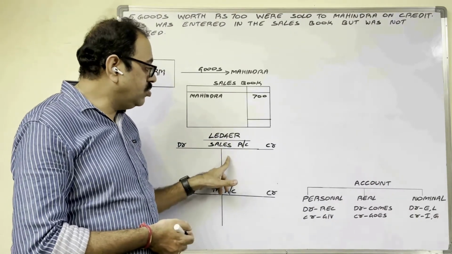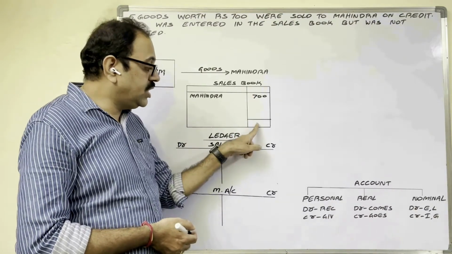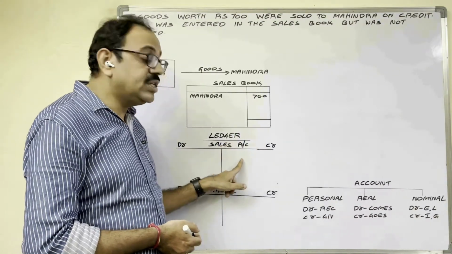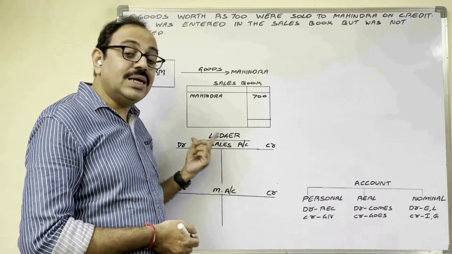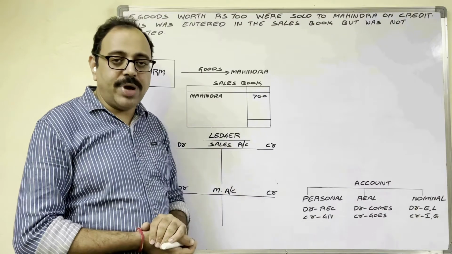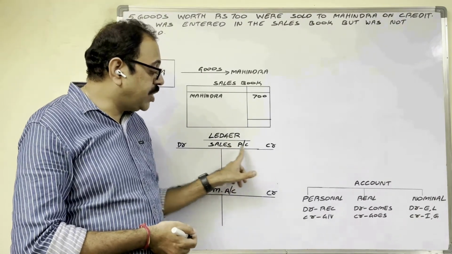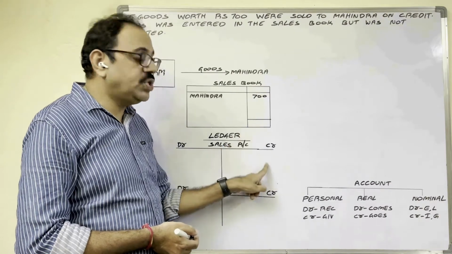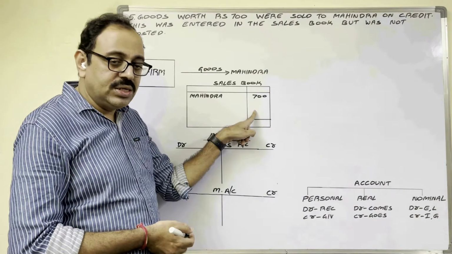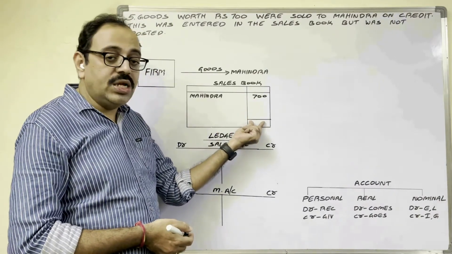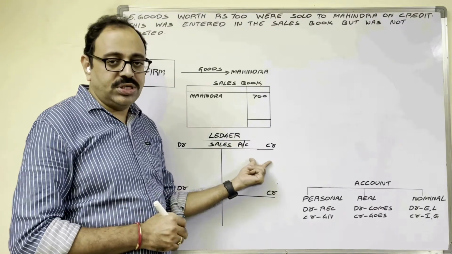In the sales account, we don't post individual transactions. The total sales we post on the credit side. Why on the credit side? Because sale is an income, and income shows a credit balance. So at month end, "by sundries as per sales book", this total we should write. Suppose 10 sales amounts are given here, and the 10 sales total is 50,000. That 50,000 we post in the sales account.